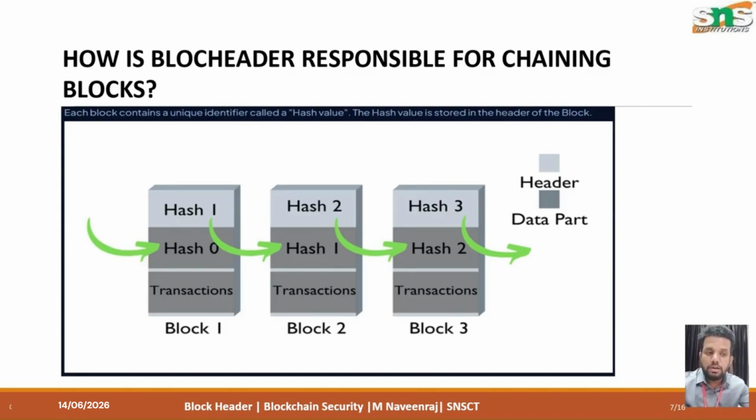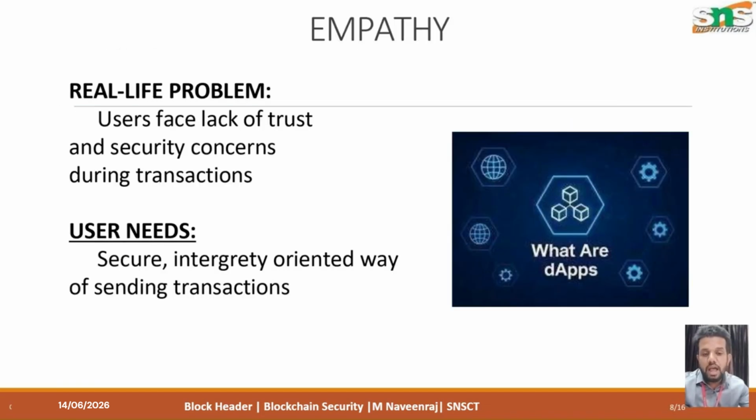The third one is the Merkle root, a single hash representing all transactions in the block, generated using a Merkle tree. This helps in fast transaction verification. The next field is the timestamp. It records the date and time of the block creation, when the block was created and the time period of that block. It helps in difficulty adjustment.